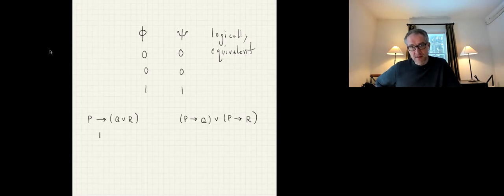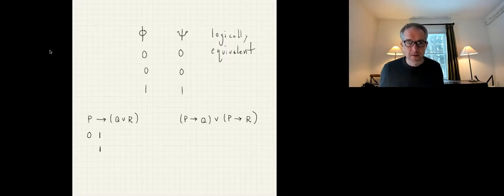Now, there are several possibilities, but they boil down to either P could be 0, that's one possibility, or if P is 1, either Q or R has to be 1. Those are the two possibilities. So either P is 0, that's one of the possible rows where if P then Q or R is true, or we have the rows where P is true and then this disjunction is true, which means one of the two, Q or R, is true. Those are all the possibilities.